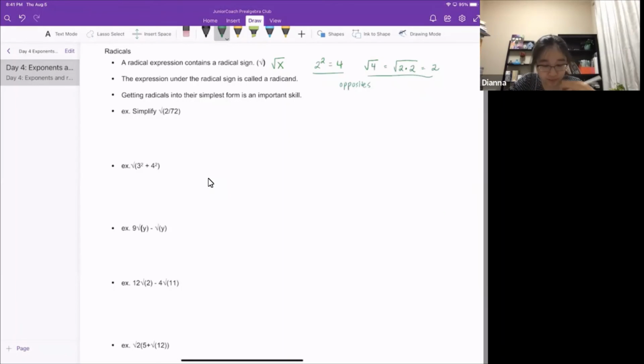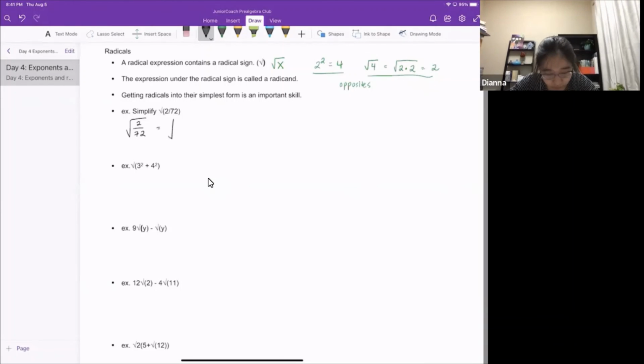So here, the first example says simplify the square root of 2 over 72. I'm going to rewrite it because it's very ugly. Microsoft making it really ugly. So this is what it's supposed to look like: square root of 2 over 72. So how do we simplify this?